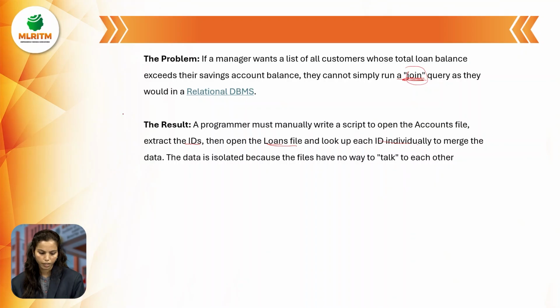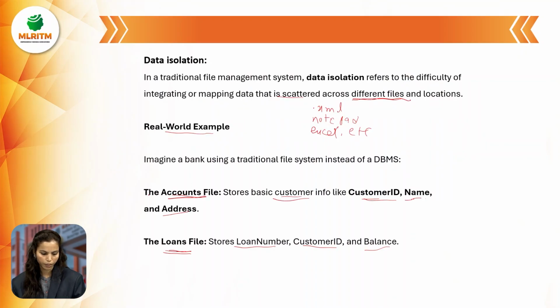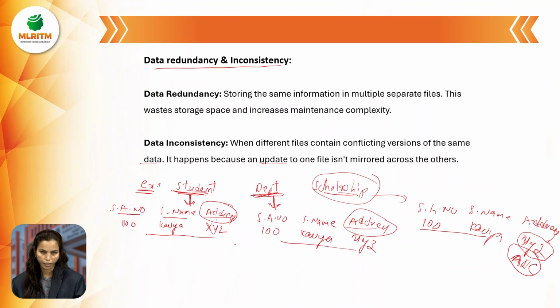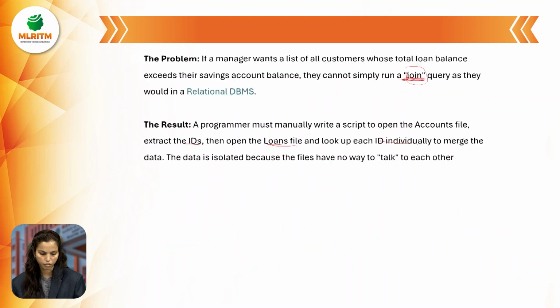Why? Because maybe the accounts file would be in XML format and the loan file maybe in Excel format. So we can't retrieve the data by using a file system because of data isolation.